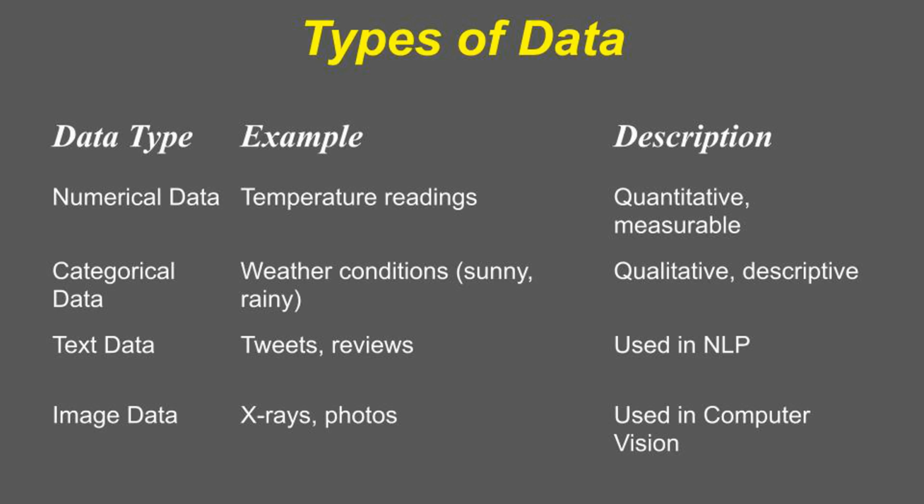All data isn't the same. We have numerical data, like temperature readings, categorical data, like sunny or rainy days, text data used in chatbots or feedback analysis, and image data, like X-rays or photographs. Identifying the type of data helps us choose the right tools and techniques for analysis.